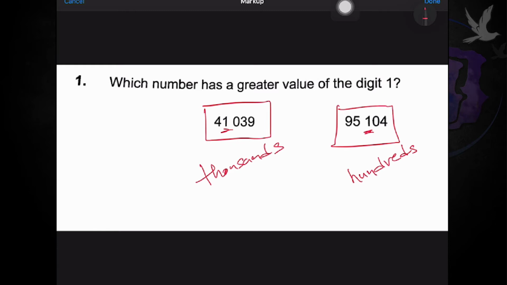Obviously, most of us would say 1,000 first. The bigger the value, the better. Bigger value of money, since I was actually asking about the money earlier. The bigger the value of the money, the happier we are. Okay? So this means here that 41,039 has the greater value for the digit 1. Okay, so that is it.